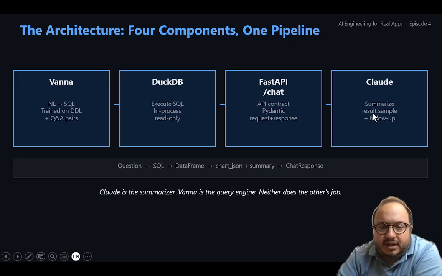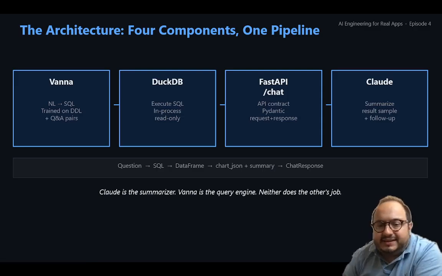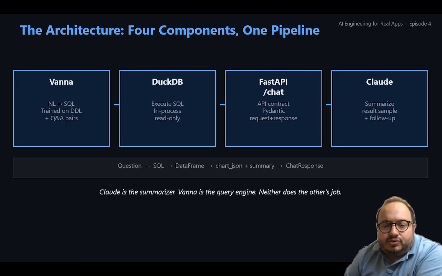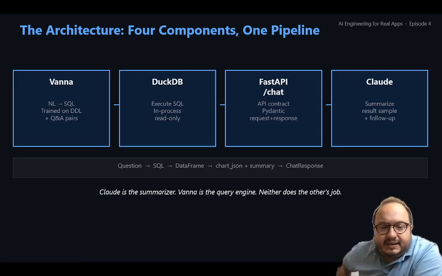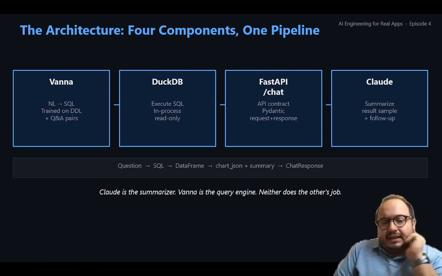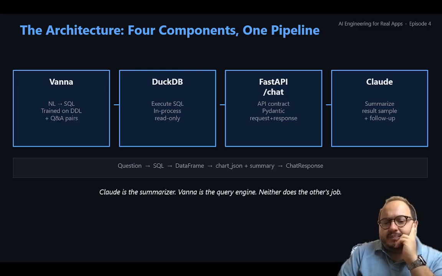Fourth, Claude. Claude is not the query engineer. That is Vanna. Claude's role is the last step. Take the result rows and produce a plain English summary with a follow-up question suggestion. It sees the result, not the query. We do not send the full result set. We send a truncated sample plus the count. It's a bounded context. Let us start with Vanna training, because getting the training right is what makes everything else work.